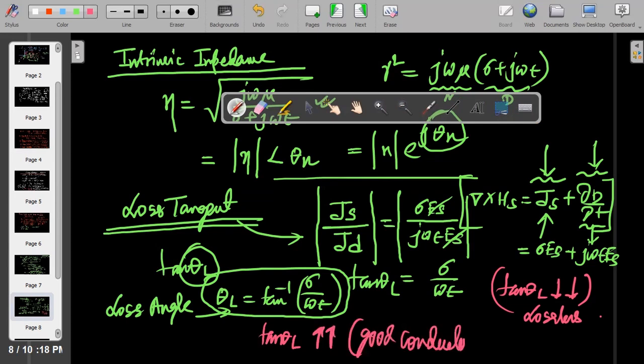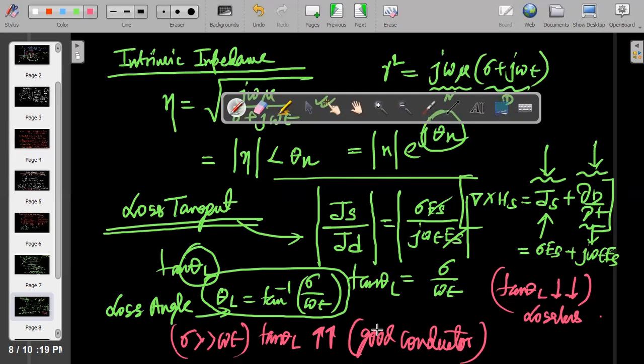Correct? There is no magic in writing and all. I think all of you, if you follow, why? Because sigma is very, very greater than omega into epsilon. What I told, conductivity is very high for a good conductor, so your loss angle will be very high. It doesn't mean it is lossy. It is a good conductor condition. Don't confuse between these two. Correct?